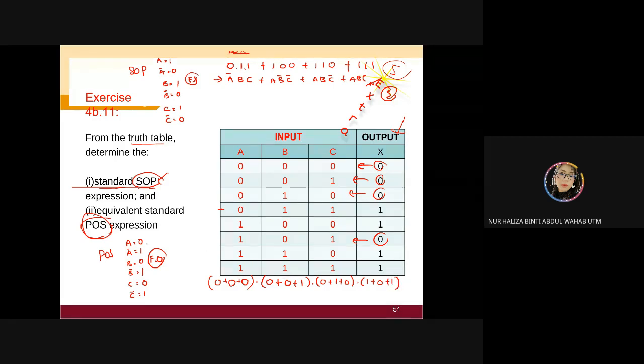So from here, I check my A, if 0 it is going to be A, plus my B, plus my C. Then I have A plus B plus C bar. Multiply A plus B bar plus C. Multiply with A bar plus B plus C bar. Okay, this is my POS.